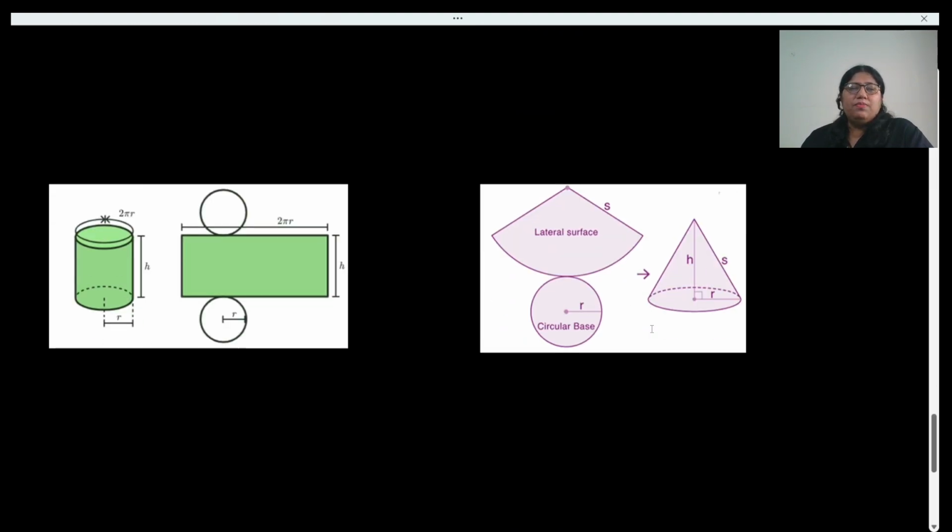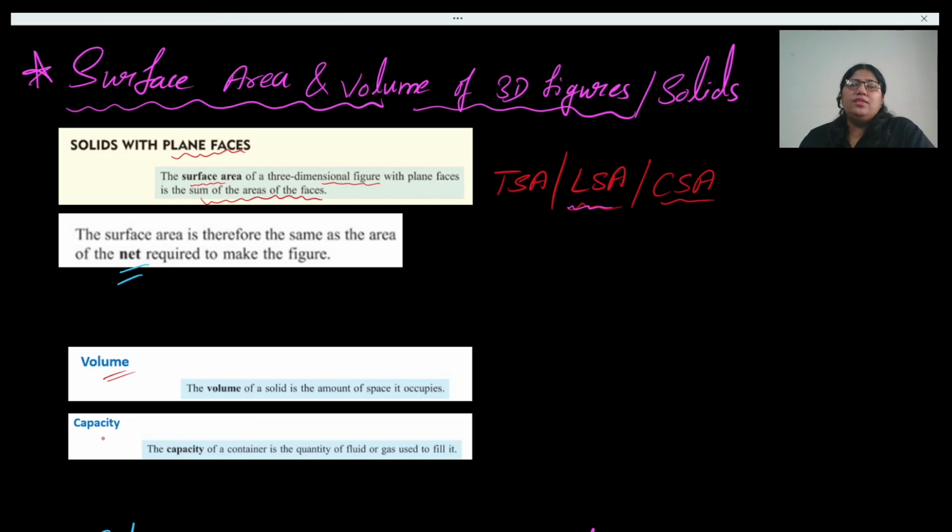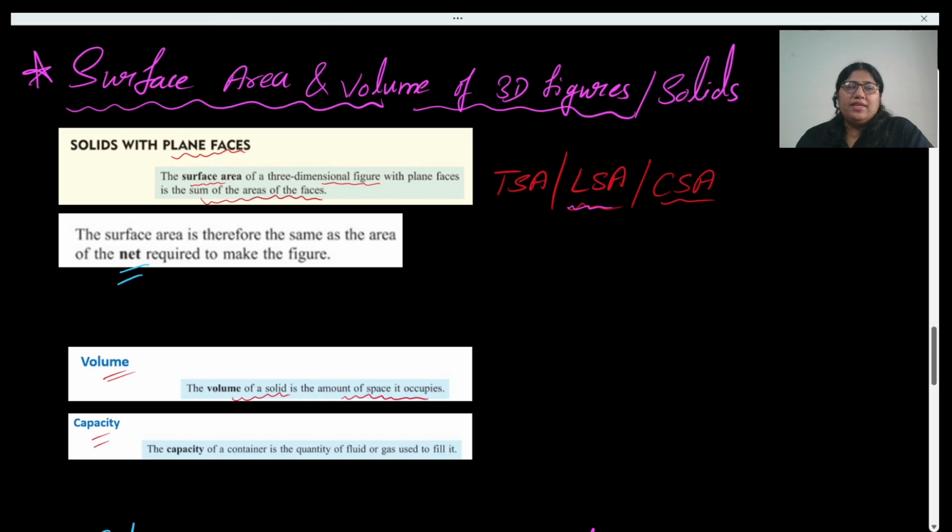We'll see all these basic figures, how we calculate the surface area and volume. But before that, what is the meaning of volume? What is the difference between volume and capacity? Volume means the volume of a solid is the amount of space it occupies.